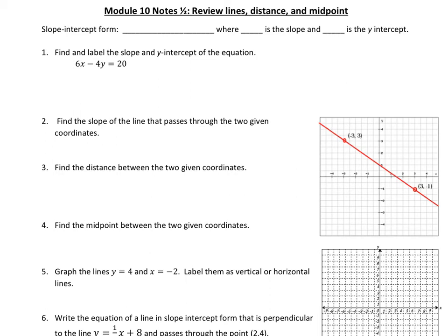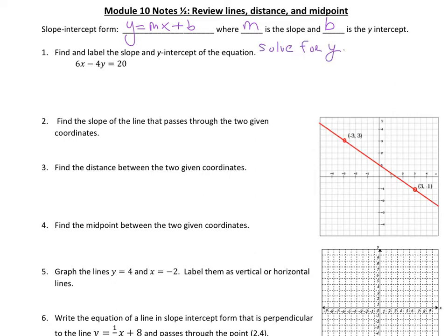This video is to be used so you can review lines, distance, and midpoint because there is a pretest tomorrow. So first off, your slope-intercept form is your y equals mx plus b, where the m is our slope and the b is the y-intercept. And so some of the questions you're going to be asked is to just find what the slope and the y-intercept are. So you need to make sure you can solve for y first.